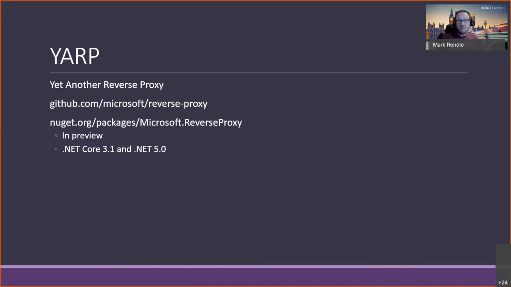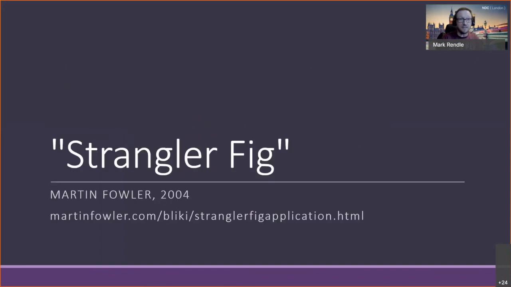And so this is a great idea. I've had a fantastic idea. I have invented this. I am a genius. And then I found out that this is actually an established pattern for doing this sort of thing, coined by Martin Fowler in 2004. It's called the strangler fig pattern.